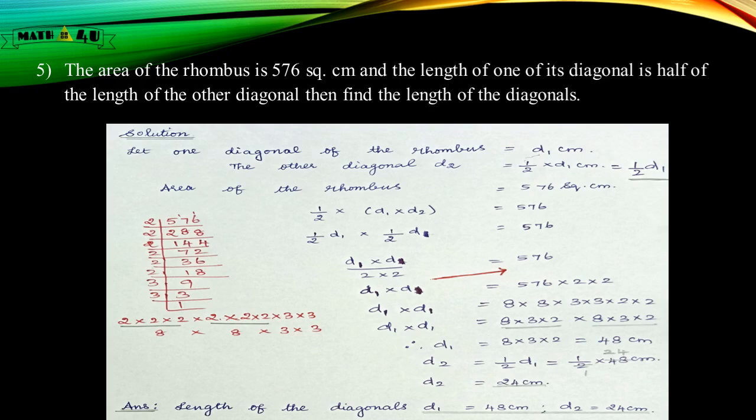that is equal to 576. Now just cross multiply. Find the value of d1 and d2. It is clearly mentioned here. Therefore, the length of the diagonals, d1 is equal to 48 centimeter and d2 is equal to 24 centimeter.